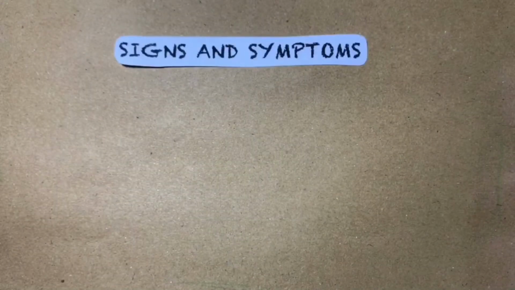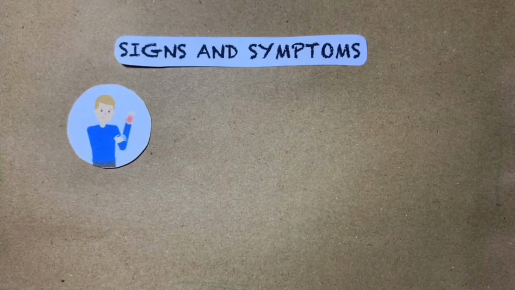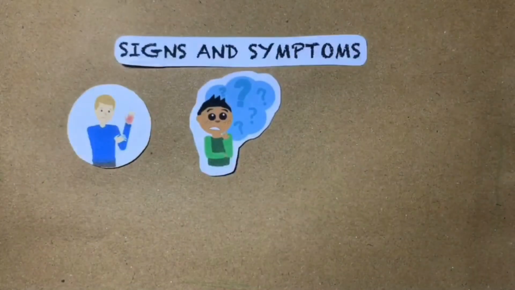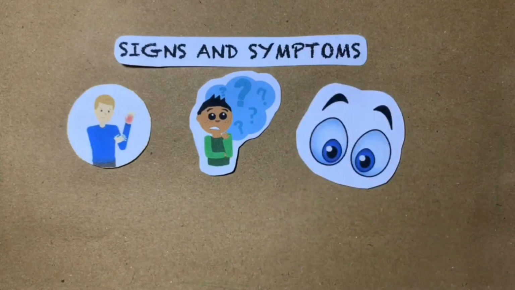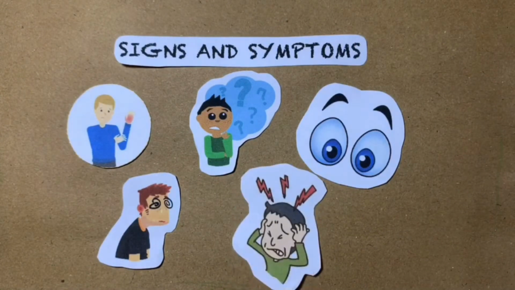Signs and symptoms of stroke include numbness or weakness of the face, arm, or leg on one side of the body, confusion, trouble speaking or understanding, trouble seeing from one or both eyes, trouble walking, dizziness or loss of balance and coordination, and severe unexplained headache. If you know a person who is experiencing these symptoms, then it's time to call emergency.